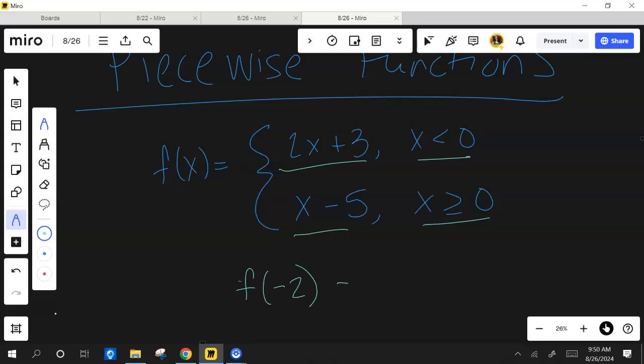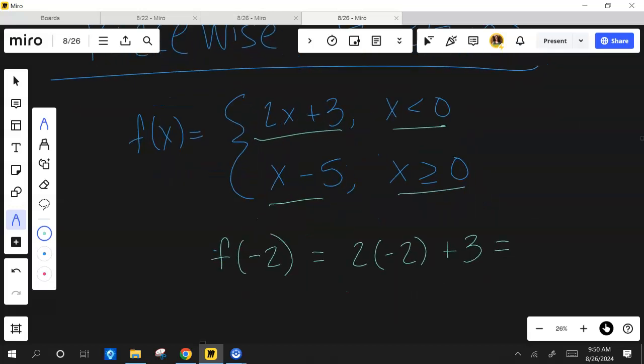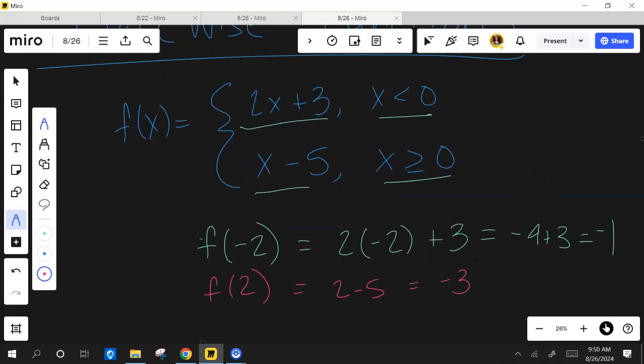All right, so I'm going to use the very first equation. 2 times negative 2, negative 4, plus 3 is negative 1. That's exactly right. What if I asked you to find f of 2? Then I plug it into the bottom one, and I get 2 minus 5, because 2 is, of course, bigger than 0. Right? Anybody confused about where these are coming from? Okay, so I'm looking at this x, and I'm deciding.